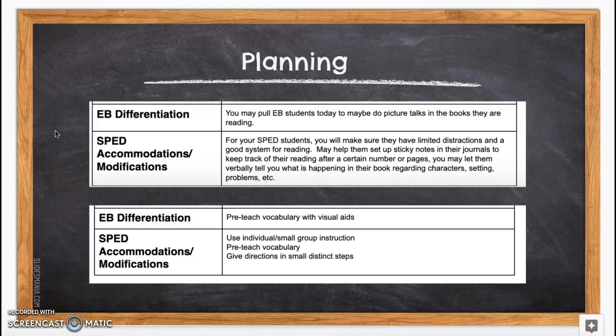Students were expected to write, but for students who are emergent bilingual, they could do a picture talk with their book. And for SPED accommodations, they could jot notes in their journals and also verbally tell the teacher what's happening in the book. This is a first grade classroom. Their EB differentiation is pre-teaching with vocabulary visual aids, and then give directions in small distinct steps to their students who are SPED.